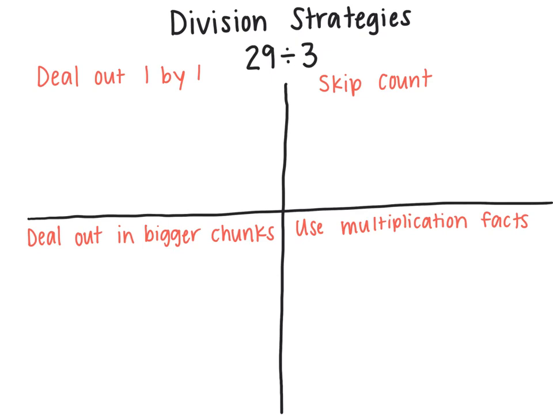And I'm looking at the problem 29 divided by 3. So if I have the number 29 and I want to divide it into 3 groups, here are 4 strategies that you might use to solve that problem. I already listed them out for you here. If you want, you can write these in your math notes so that you can always go back and look at them later. So the first one is deal out 1 by 1.